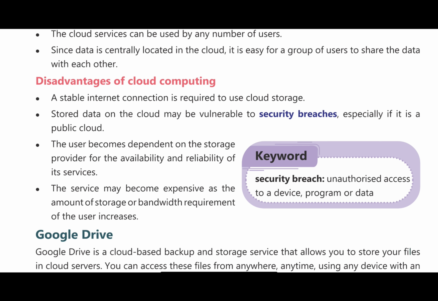Second point, security breach. What is meant by security breach? Means hackers or unauthorized persons are hacking my data, correct? For example, we can say thief. Online thieves are called as hackers. They hack our data and they copy our important or sensitive data. So first one is internet must be there. Second one, security breach can happen, means someone can hack our data.